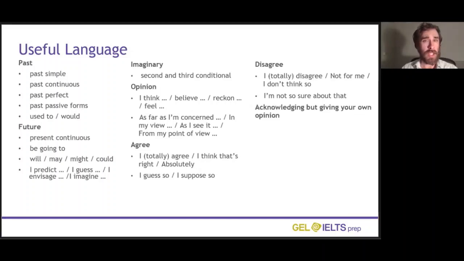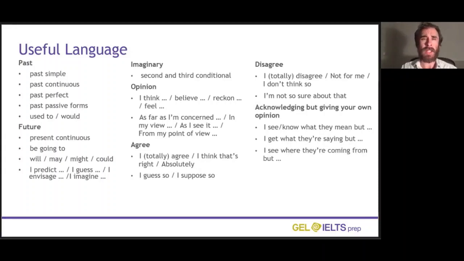You want to acknowledge something as being true, but then give your own opinion. I see what they mean. So I believe they have a good point, but I feel that this is true. So the examiner might say something that you disagree with, and you want to politely show that this is a good point, but here's your opinion. I see what they mean, the people who say this, but in my view, this is true. I get what they're saying, but I see where they're coming from, but.